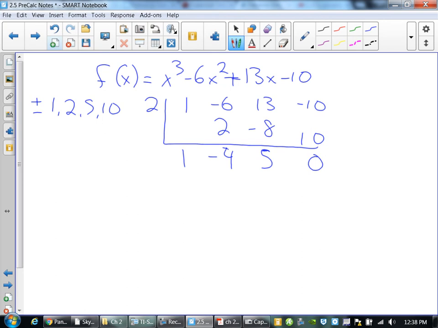If 2 is a 0, what's your term? X minus 2. So I have x minus 2, and then I have x squared minus 4x plus 5. What times what's 5? You have to get -4. Negative 5 and negative 1.